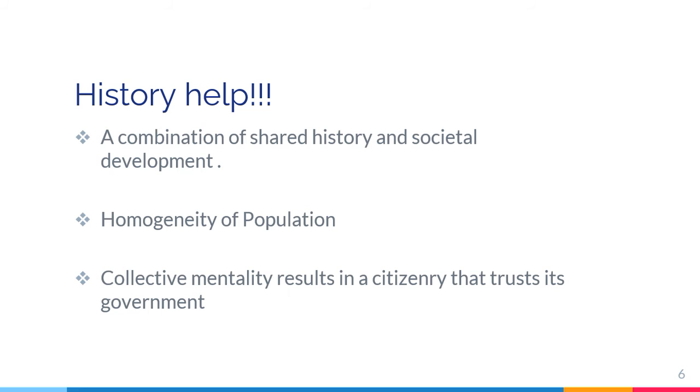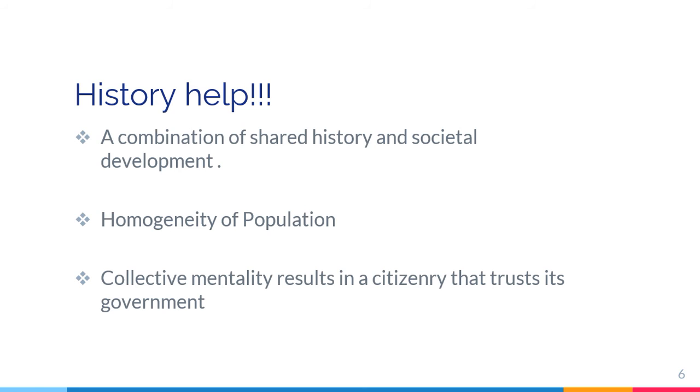So how the Nordic model works is because of its history, a combination of shared history and societal development. It is credited with much of its success. Unlike areas that developed around the formation of large corporate-owned farms, the history of Scandinavia is largely one of family-driven agriculture.